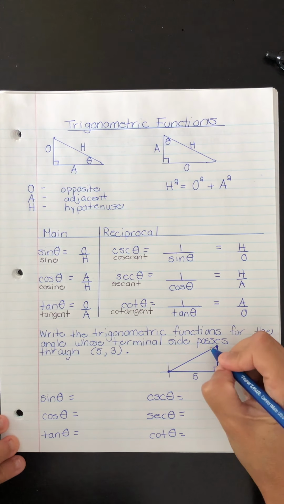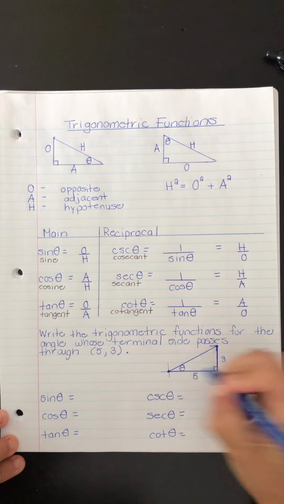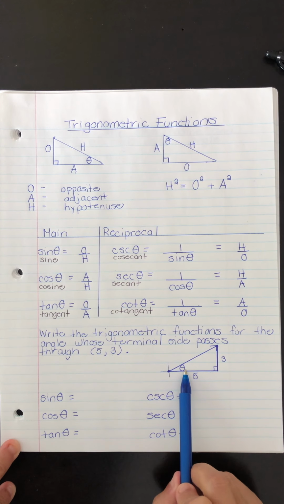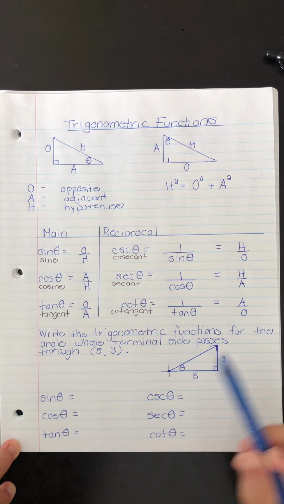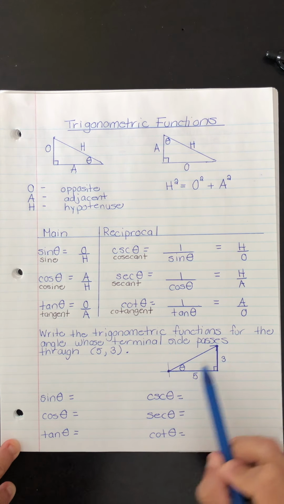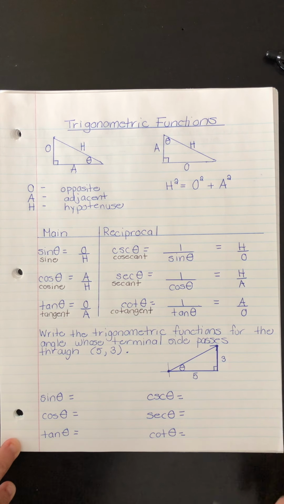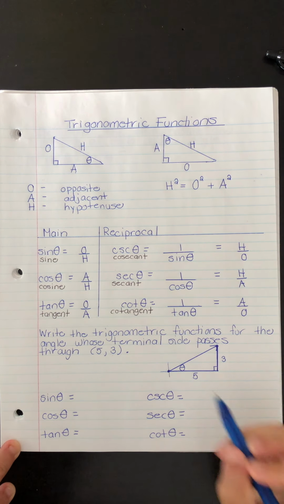And so this is the angle in question down here. This is the angle whose terminal side passes through the point 5, 3. So the point again, 5, 3 would be here. This is the beginning point of the angle, and this is the ending point of the angle. So theta is here. Okay, so we have 2 of the 3 side lengths labeled for theta.